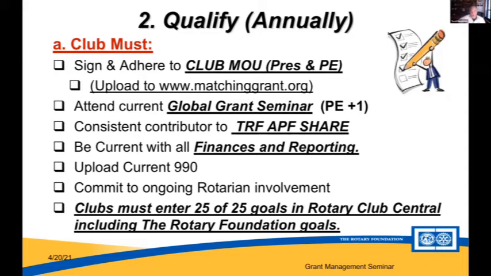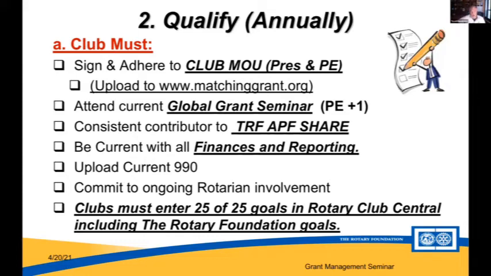You need to be a consistent contributor to the Rotary Foundation Annual Programs Fund share. This will be taken into account when getting approval for any monies from the district, DDF, and certainly is a big factor in making those kinds of decisions. You've got to be current with finances and reporting. You don't want to be delinquent on a previous grant, particularly a previous global grant, because you'll never get going with the Rotary Foundation if you're delinquent. Also, a current 990 for tax purposes.